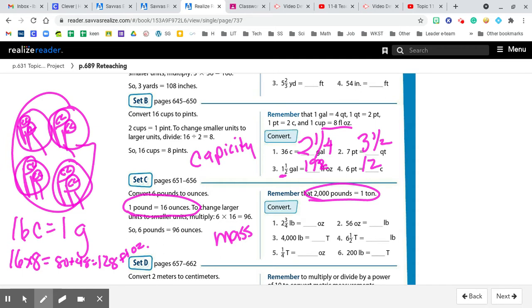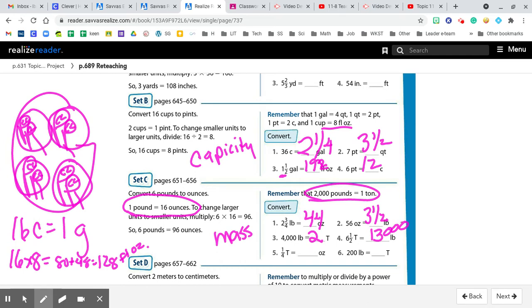So 2.75 pounds, we're going to multiply that times 16, and we're going to get 44 ounces. 56 ounces, we're going to divide it by 16, and we get 3.5. 4,000 pounds, we're going to divide by 2,000, and we get 2 tons. 6.5 tons, we're going to multiply that by 2,000, and we get 13,000 pounds.